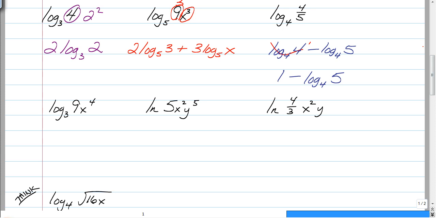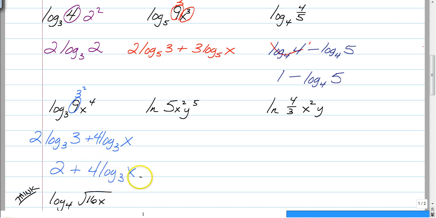So the next example, again, here goes that 9, which we need to know is 3 squared. So that's going to give us 2 log base 3 of 3 plus log base 3 of x with a 4 in front, because that's the exponent. But what is log base 3 of 3? 1 times 2. Answer: 2 plus 4 log base 3 of x.